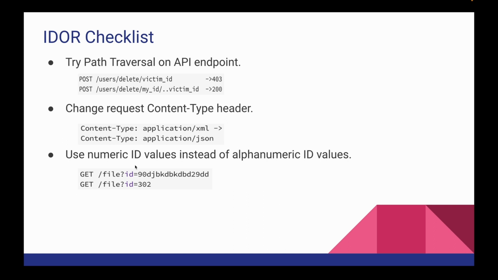The next method is to use numeric ID values instead of alphanumeric ID values. In many applications there are two ways of defining a user. The user ID and the ID are both the same; these two are user ID values. This is the encrypted user ID value, and this is the unencrypted user ID value. Try to identify the numeric ID value by going through all the endpoints in the application, and try to replace it with the numeric ID value instead of the alphanumeric ID value.